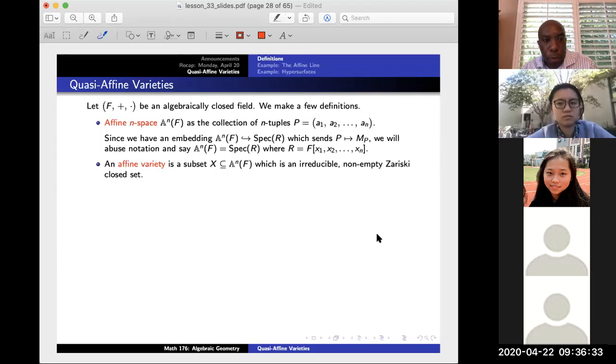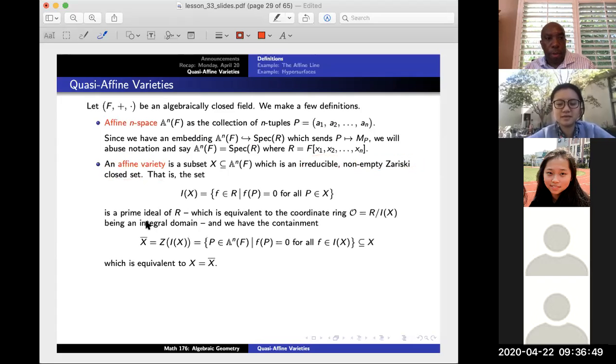Now I want to remind you, what is an affine variety? Remember, we've been saying that an affine variety is an irreducible, non-empty Zariski closed set. That's everything in fancy words, so let me remind you more concretely. Let's take a look at the following ideal. X here is maybe generated by m polynomials. So this is the set of polynomials that vanish at all points in X. We want this to be a prime ideal of R.